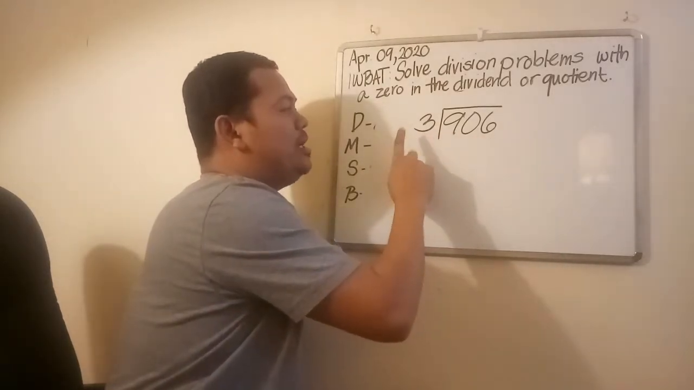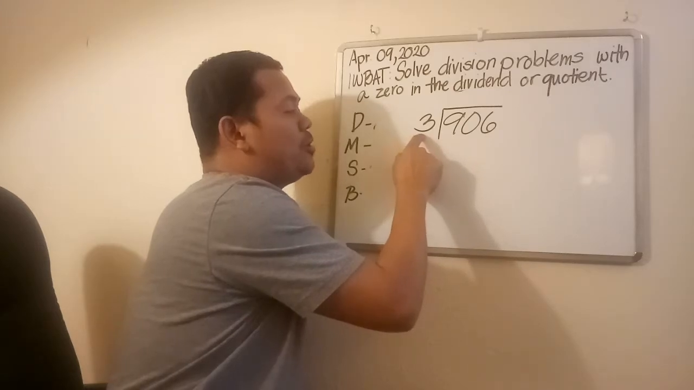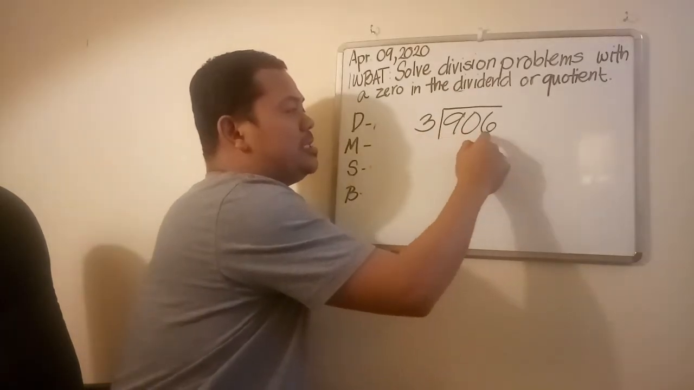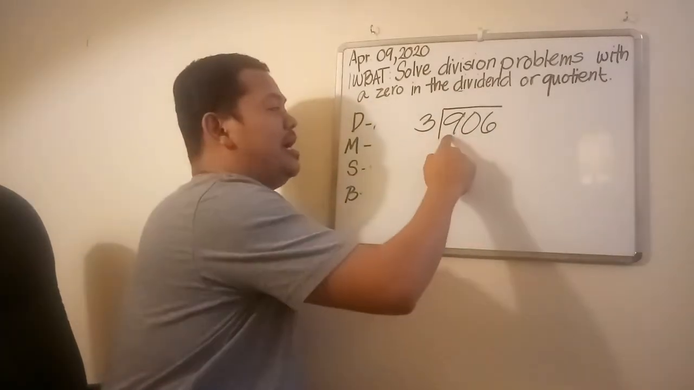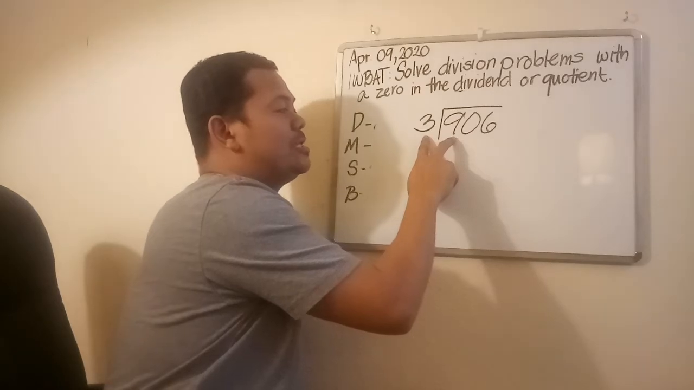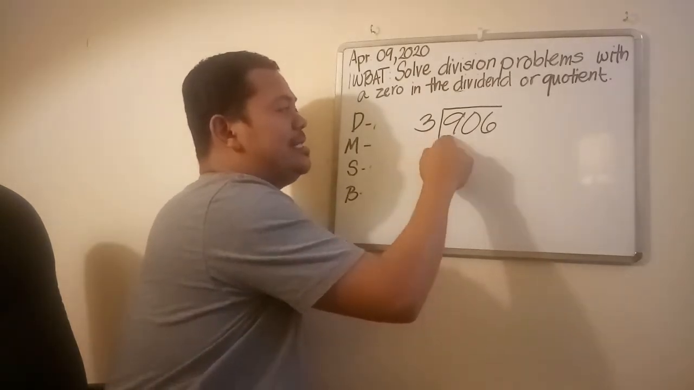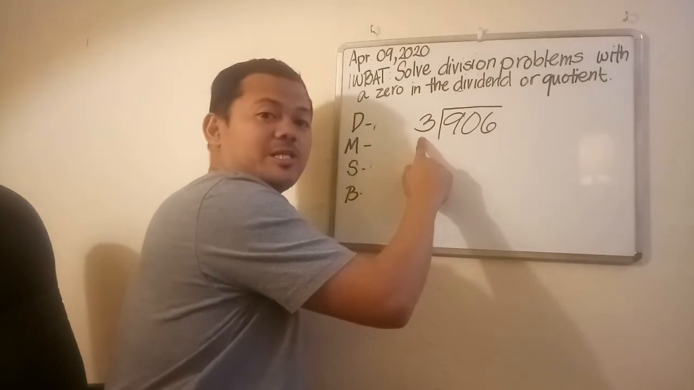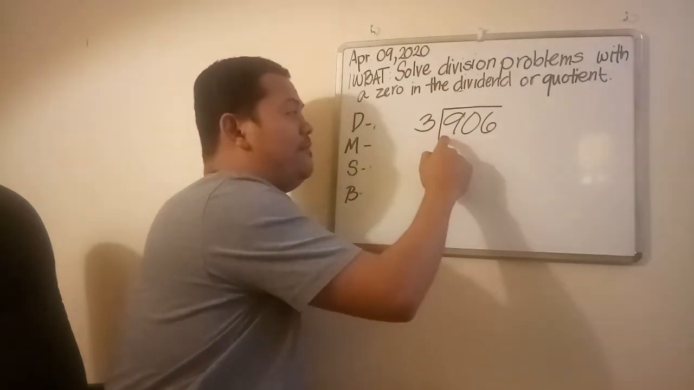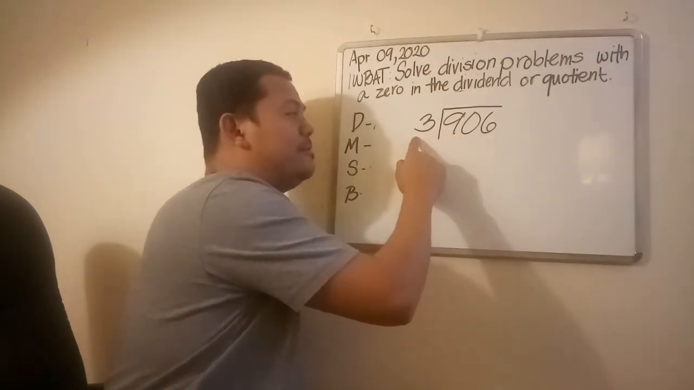Okay, now the question is, what number is nearest to 3? Is it 9? Is it 0? Is it 6? You're right, it's 9. So we're going to check if we can divide 9 by 3. Is 9 greater than 3? Yes, meaning to say we can divide 9 by 3.